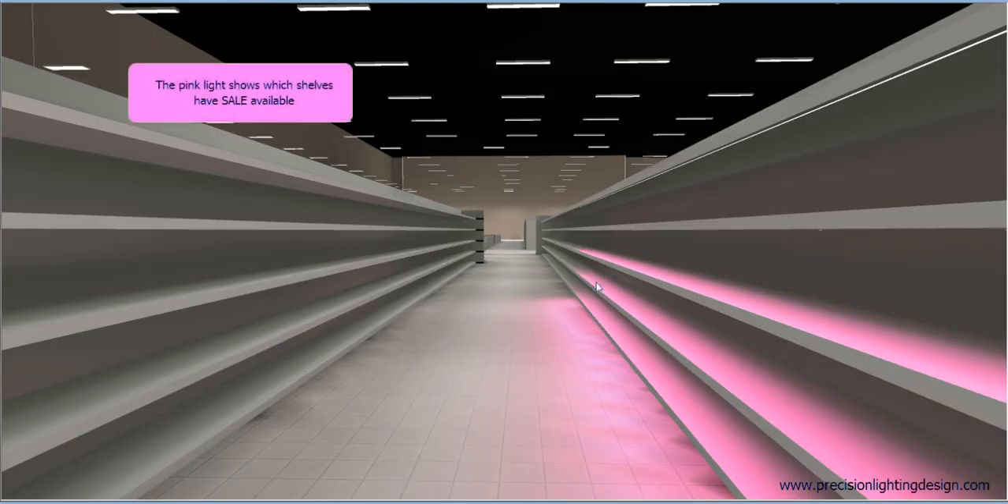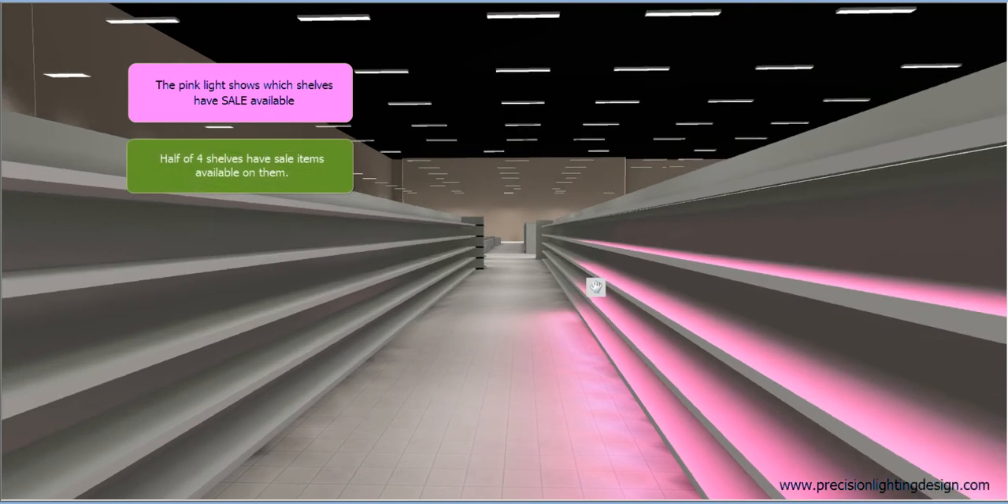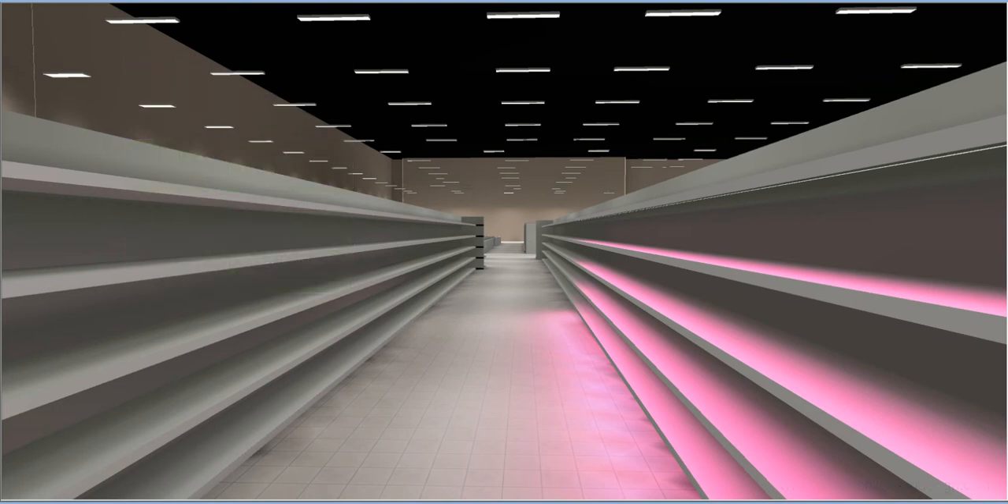Now, we are going to aisle 3 to learn about the sale. The pink light shows which shelves have sale available. The pink light indicator feature is designed to draw attention to the sale items in the supermarket to generate more sales. There is no sale after this point.